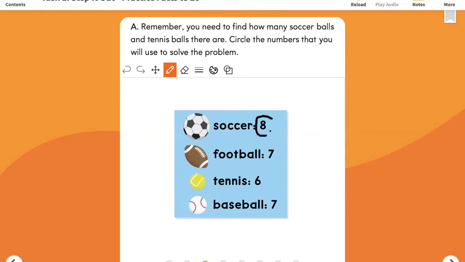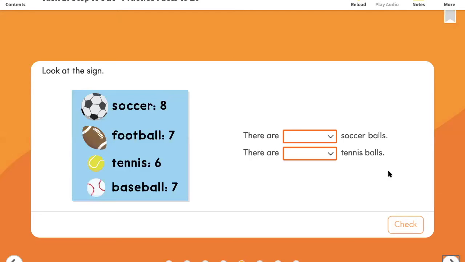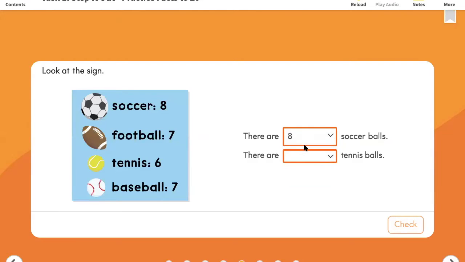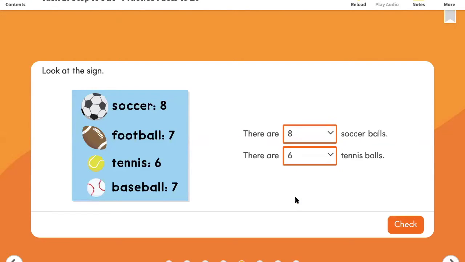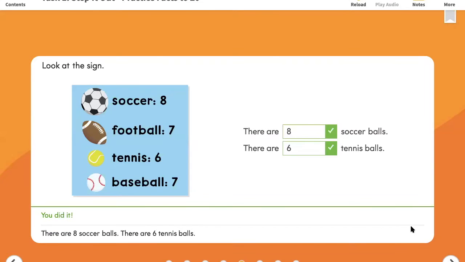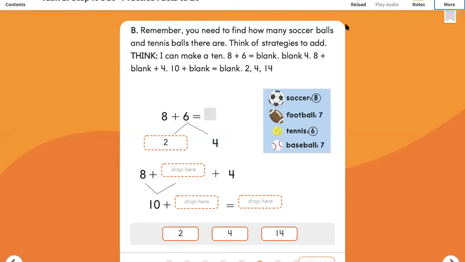There are 8 soccer balls, and we have 6 tennis balls. There are 8 soccer balls and 6 tennis balls. For letter B, let's think of our strategies to add. For this one, it will be easiest to make a 10.